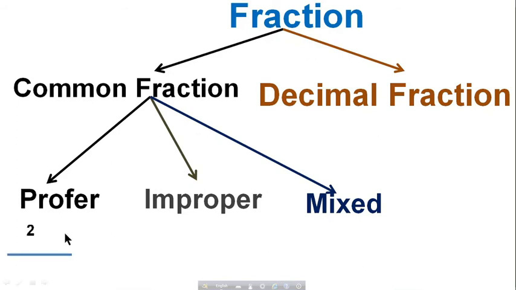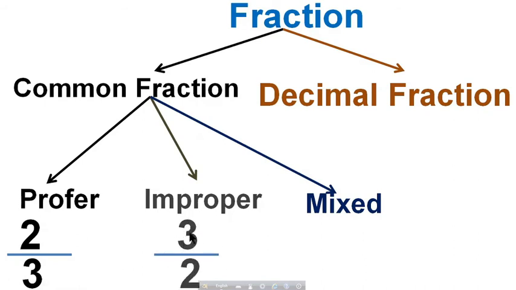What is a proper fraction? Here, the numerator will be smaller, and in an improper fraction, the numerator will be greater. And in a mixed fraction, we get on the left side an integer, that means a full number. It may be 1 or 7 or 10. It will be a full number or integer.